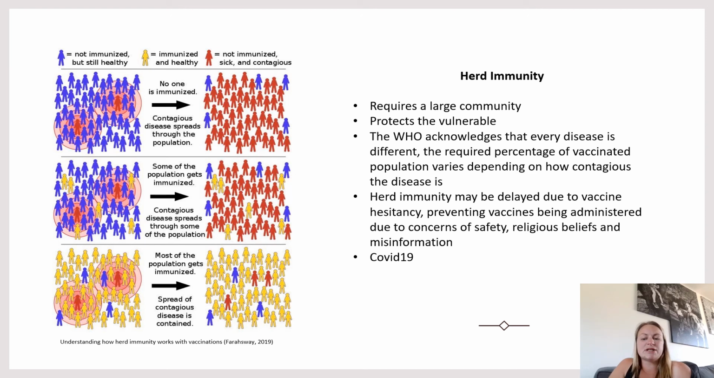Herd immunity may be delayed due to vaccine hesitancy, preventing vaccines being administered due to concerns over safety, religious beliefs, and misinformation. During the COVID-19 pandemic, there was a lot of hesitancy caused by distrust towards the vaccination, whether it was safe. The long-term side effects were unknown, and the media portrayed that there was a lot of concern on fertility. Many people did not know what to do for the best, believed it was unnecessary for those that were low risk of harm from the virus, which created distrust in the government.